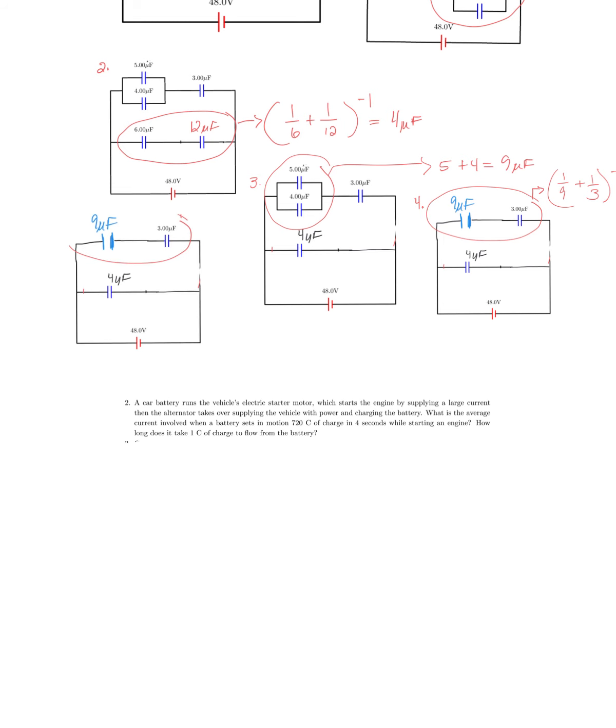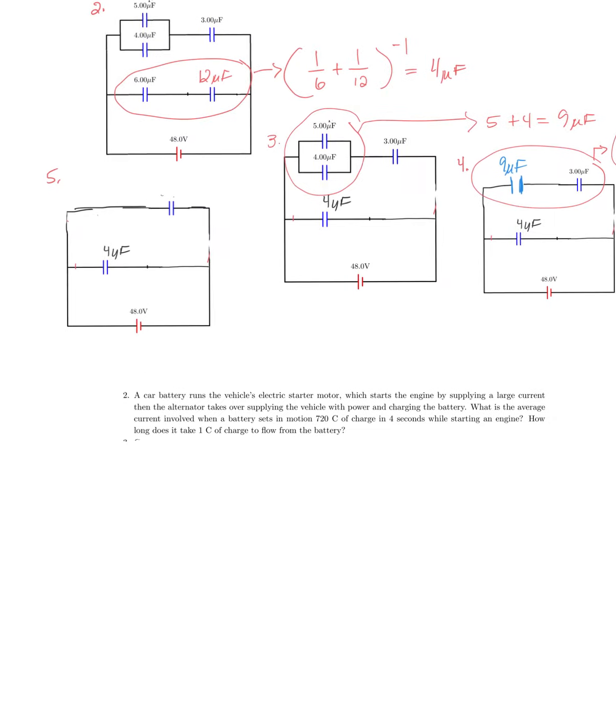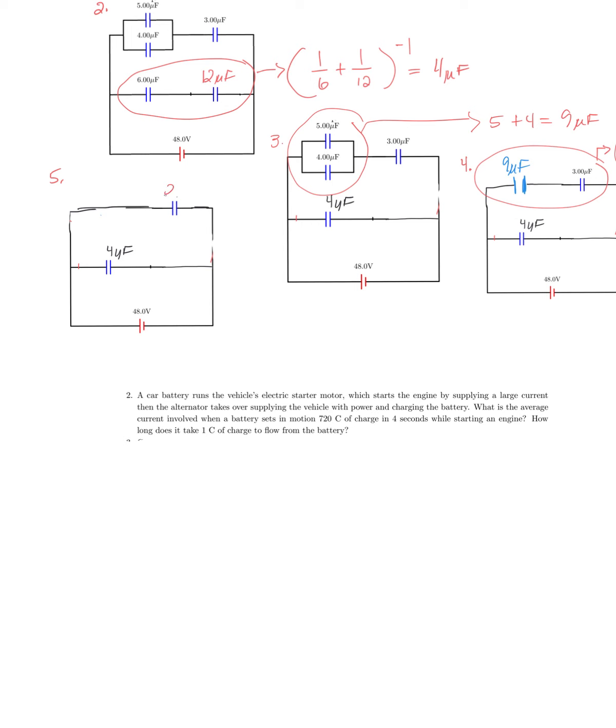Call him number 5. And so we took those two and we've combined them into just one, which we can leave over there. And his value is going to be, what did we say? 2.25 microfarads. Okay, so now you see we've gone from 1, 2, 3, 4, 5 capacitors, and now we just have 2.